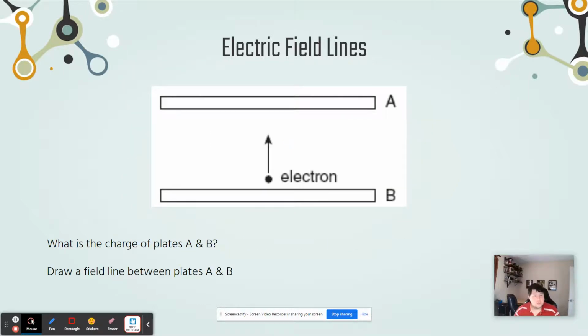Okay, last question about electrical field lines here. What is the charge, it says here, of plates A and B? And then draw a field line between A and B. And one thing I didn't say in this is that this would be told to you in the problem. That's showing you the direction of the force on the electron. So an electron is feeling a force toward plate A. So if an electron is feeling a force toward plate A, that means that plate A must be positively charged and plate B must be negatively charged. And if I were to then draw a field line between the two, I always start from positive and go to negative. And so I could draw them down like this.